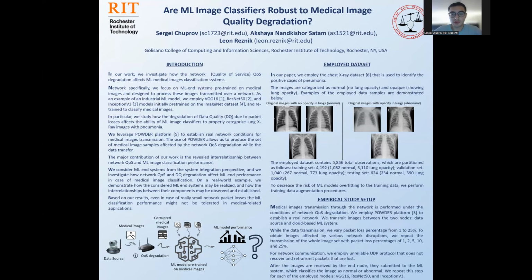Also, to decrease the risk of machine learning models overfitting to the training data, we perform a small training data augmentation process. We resize the images, we crop them, we rotate them, and that's all the things we use to augment the data. In our empirical study, as I said, we established the network between two nodes.